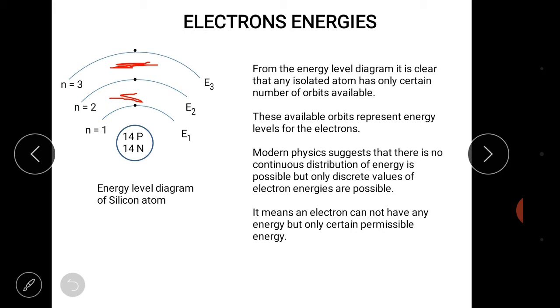Modern physics suggests that there is no continuous distribution of energy, but only discrete values of electron energies are possible. It means an electron cannot have any energy but only certain permissible energy.